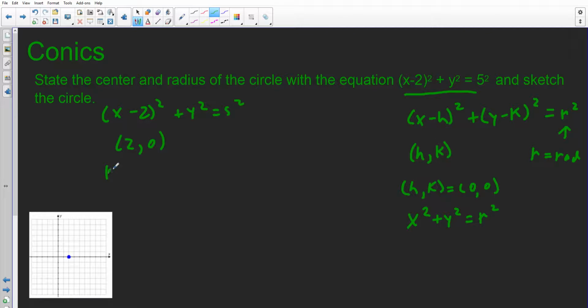Now the radius is just going to equal 5. So when we plot our center point here, (2, 0), we can just say, okay, if the radius is going to be 5, we can just count 1, 2, 3, 4, 5. It's going to cross the line right here. We can count to the left, 1, 2, 3, 4, 5. We can count up, 1, 2, 3, 4, 5. And we can count down, 1, 2, 3, 4, 5.